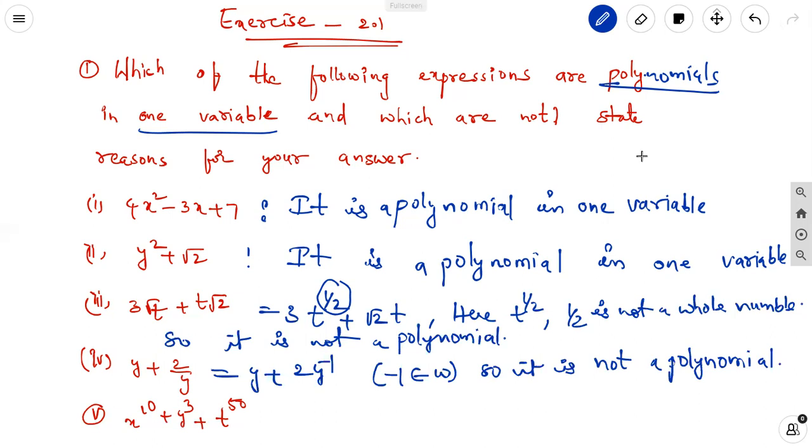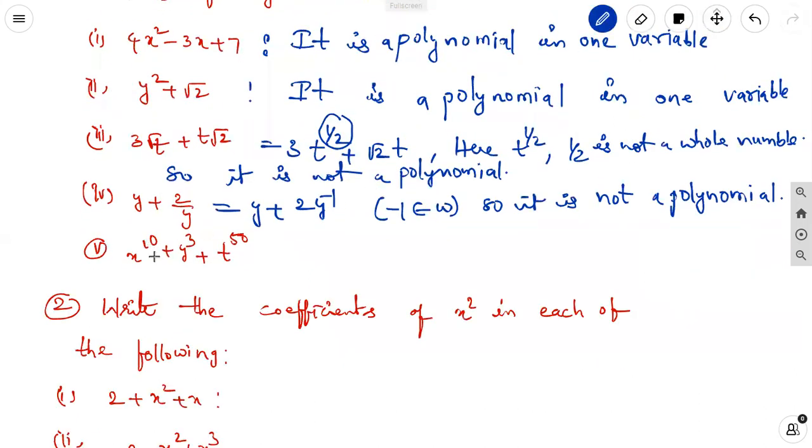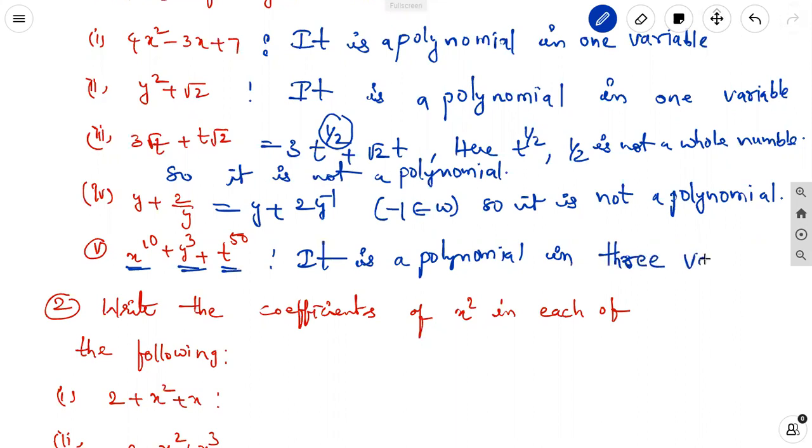The fifth one is clearly a polynomial. We just observe the variable powers. It's 10, 3, 50. All are positive values. But the variables are x, y, t. Three variables are there. So it is a polynomial in three variables. That is the concept.